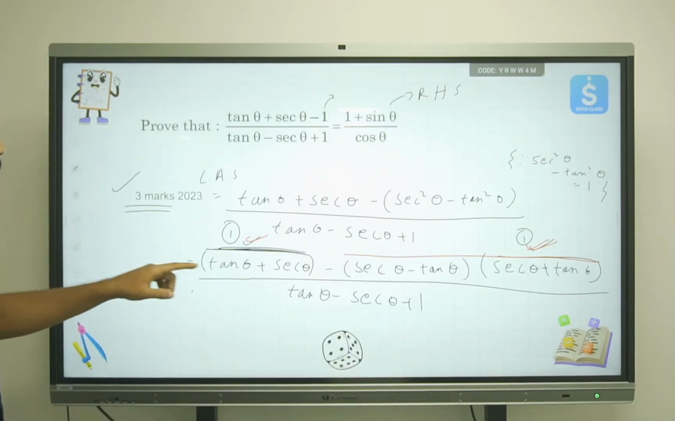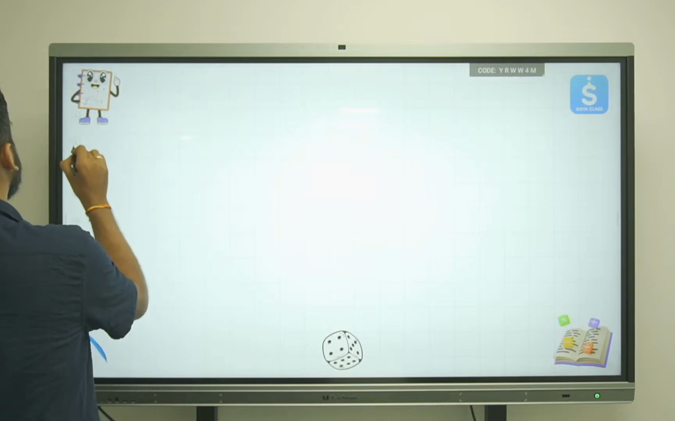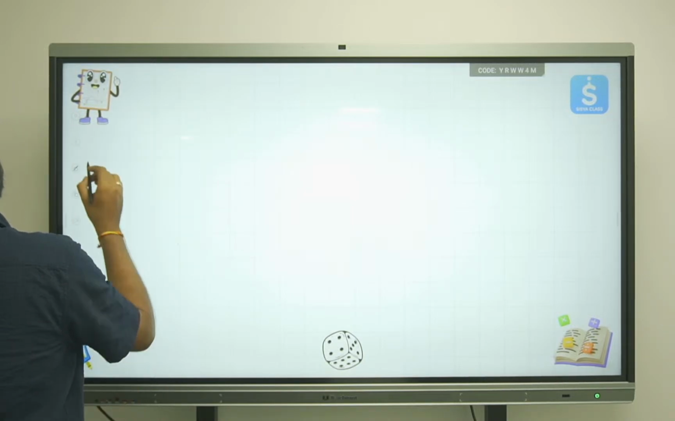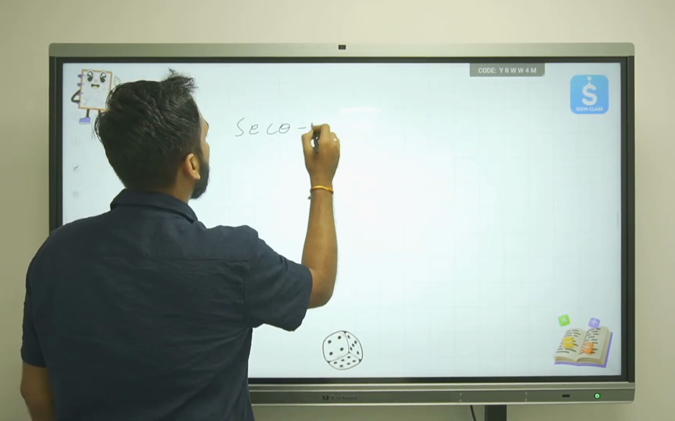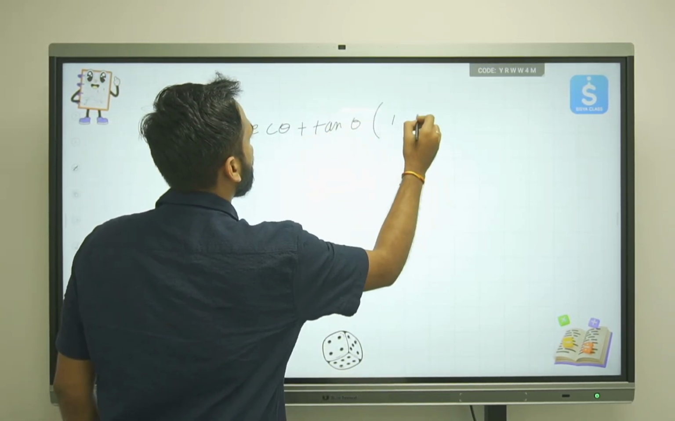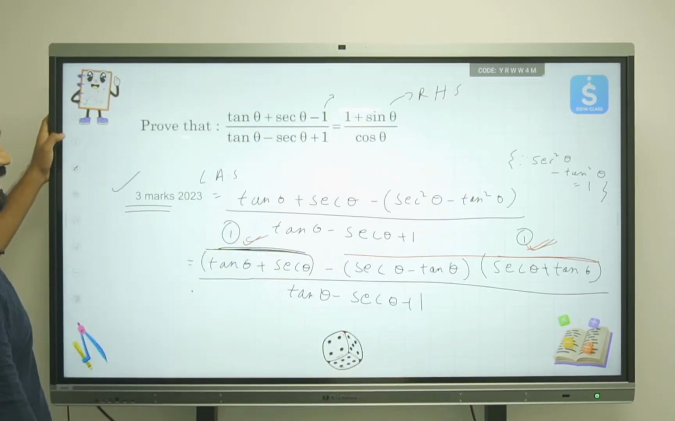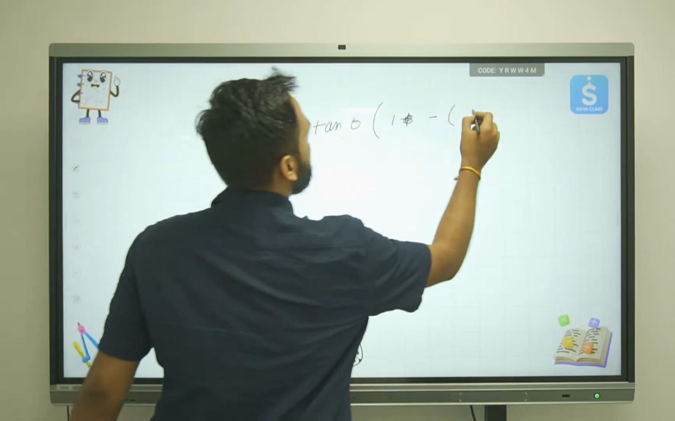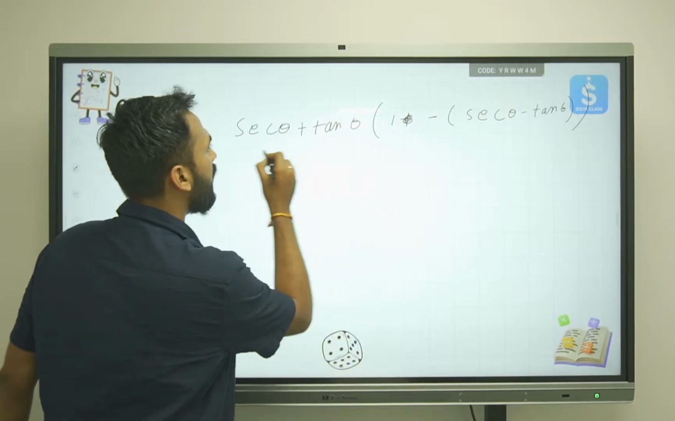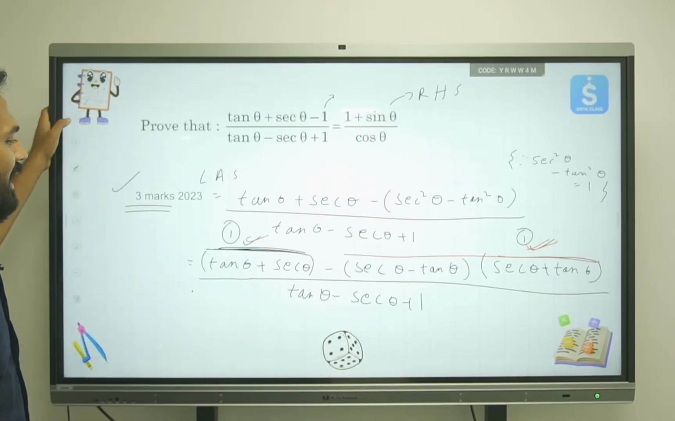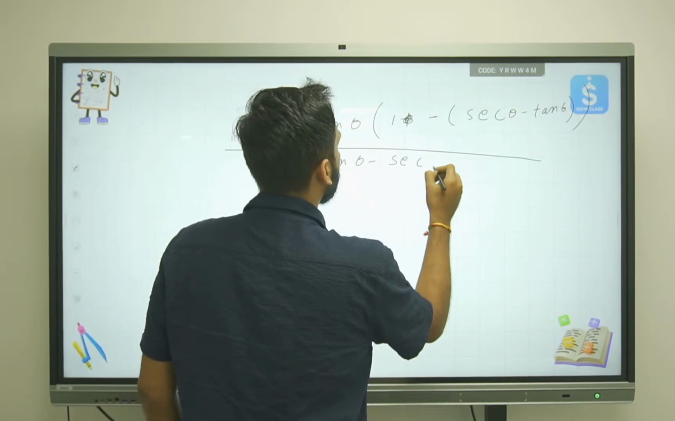Clear? With a minus sign. With a minus sign. My bad. With a minus sign. Okay, let me write it again over here. Secant theta plus tan theta times 1, with a minus sign there, secant theta minus tan theta, upon, in the denominator, we have tan theta minus secant theta plus 1.